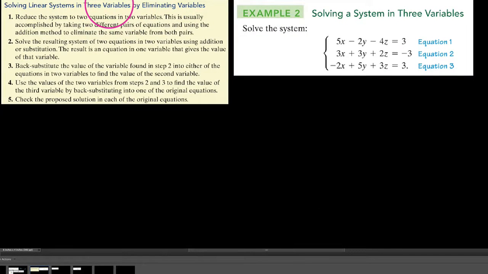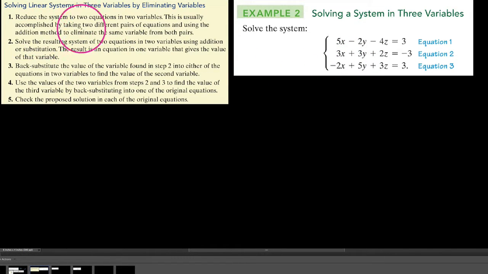Okay, YouTube, this is our second video on our module in solving systems with three equations and three variables, traditionally x, y, and z, is what we're going to look at here. Essentially, what we have is a nice series of steps over here that we can take and use to solve a system that has three equations and three variables, and it looks really complicated.